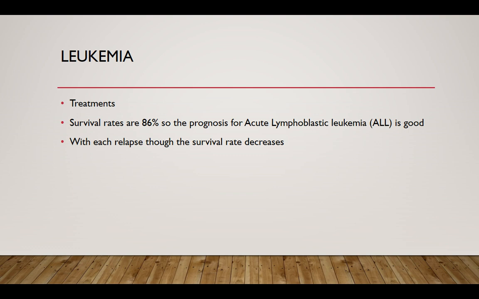Some of the drugs used for the induction phase are vincristine, which is a chemotherapy drug, prednisone, and L-asparaginase. The post-remission phase lasts 6 to 8 months. Then there is the maintenance phase, which lasts for 2 to 3 years. Bone marrow transplant is usually recommended after the second remission in children with ALL.